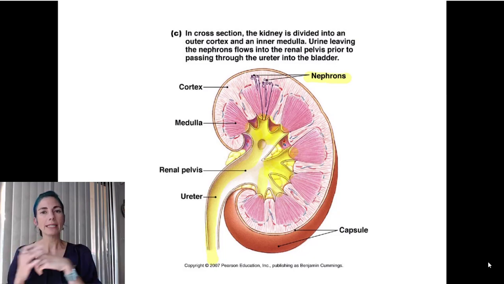So let's come back to that idea of a nephron. The functional unit of the kidney is a nephron. So I'm going to go ahead and draw out a nephron for you. And you guys should try drawing this as well. And then we're going to go ahead and label the parts.